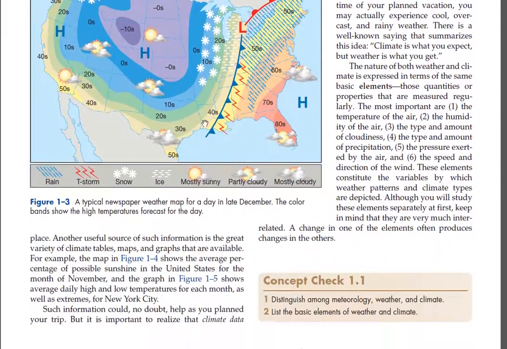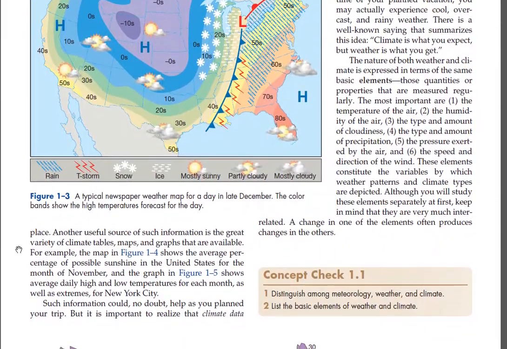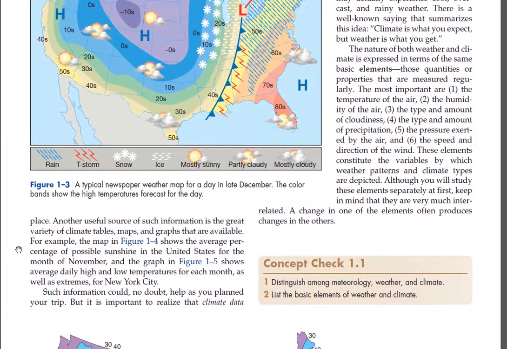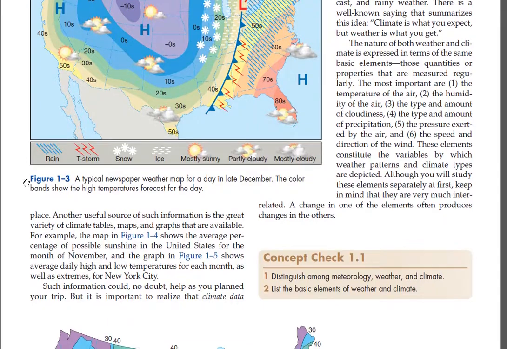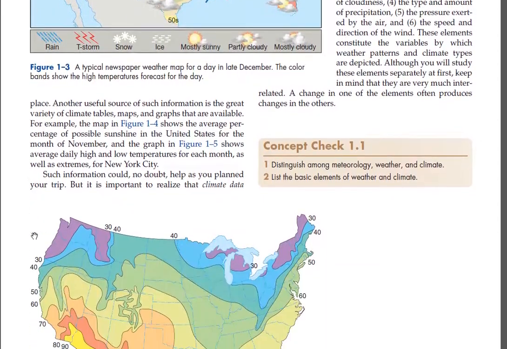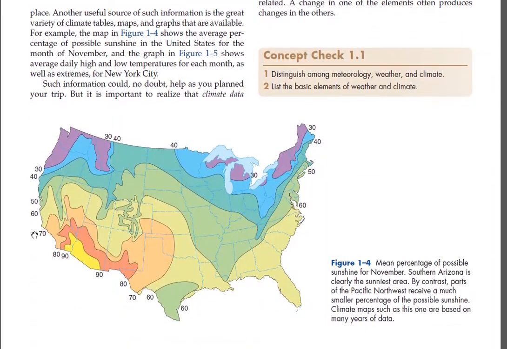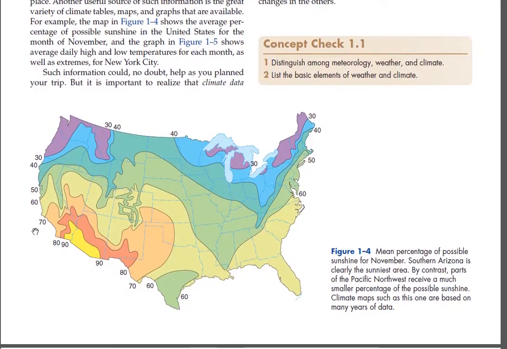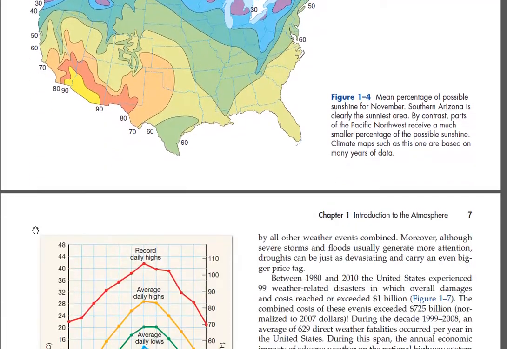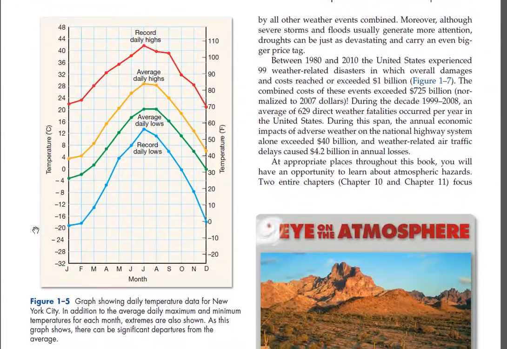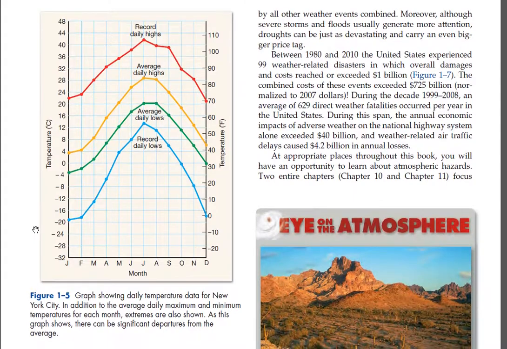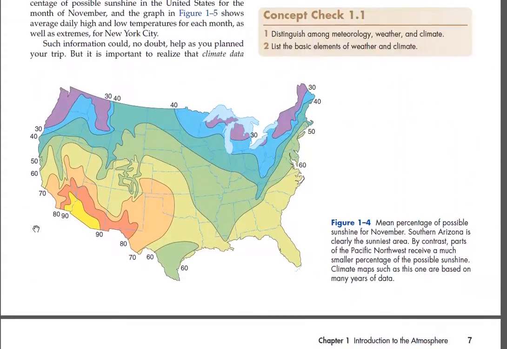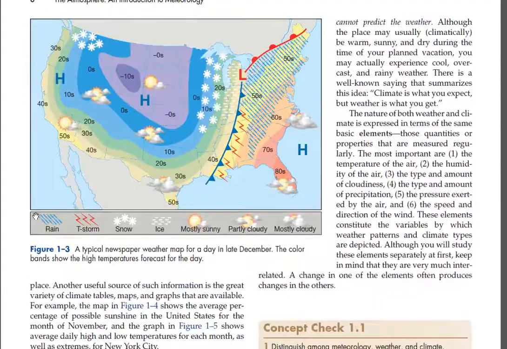Another useful source of such information is the great variety of climate tables, maps, and graphs that are available. For example, the map in Figure 1.4 shows the average percentage of possible sunshine in the United States for the month of November, and the graph in Figure 1.5 shows average daily high and low temperatures for each month, as well as extremes, for New York City. Such information could, no doubt, help as you planned your trip.